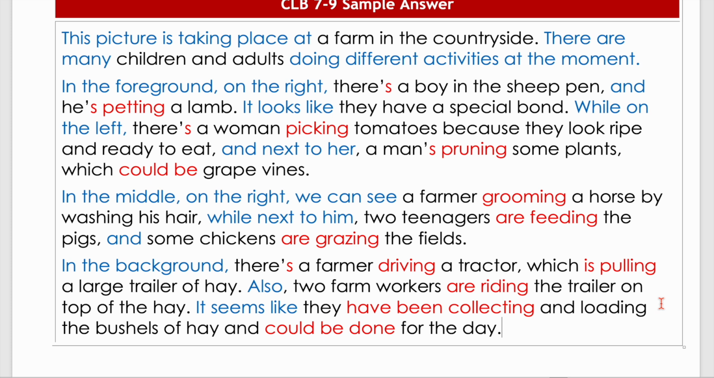Again, part three is not going to really give us a chance to demonstrate stronger vocabulary, or it can. Some of these words here for sure, 7s to 8s will not know, like bushels of hay, like grooming, maybe not even pruning. Okay? 7 to 8s, it's not so much expected to have this higher level vocabulary. Now, level 9s, the stronger vocabulary, the more vocabulary, and the more expression, the higher your score. Okay?